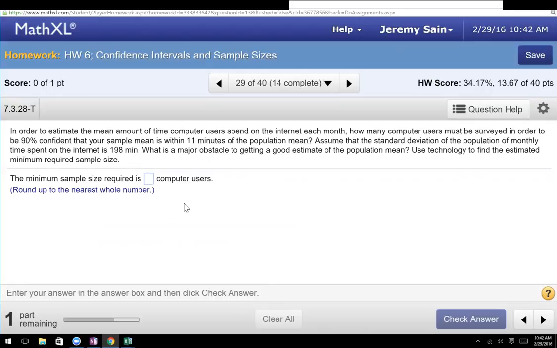It's weird. I would say that this one, since they actually gave us the population standard deviation, I would say that there is no obstacle. But let's just try it and go from there.